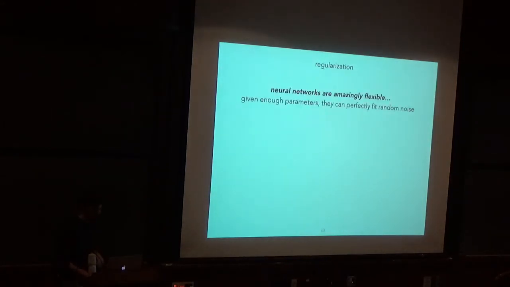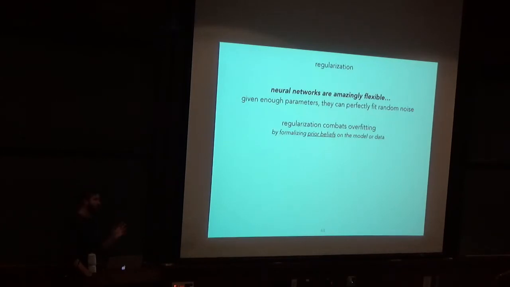OK, so let's talk about regularization. Batch normalization offers some form of regularization by biasing your model toward finding certain solutions. But we know that deep networks are incredibly flexible, so we might have to incorporate other forms of regularization to prevent them from overfitting to the training set when we'd like them to generalize to the test set as well. Regularization is just, to review, some method of combating overfitting. What you're doing is formalizing prior beliefs on either your model or the type of data that you're dealing with.